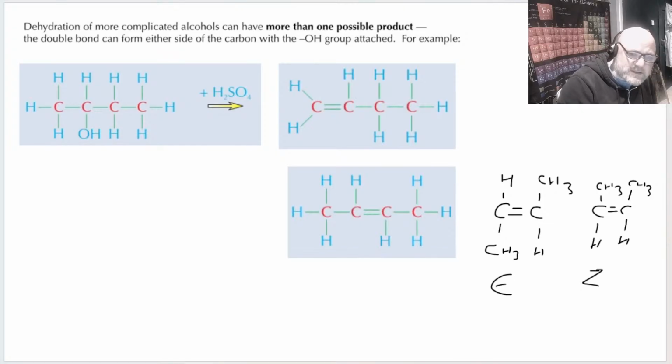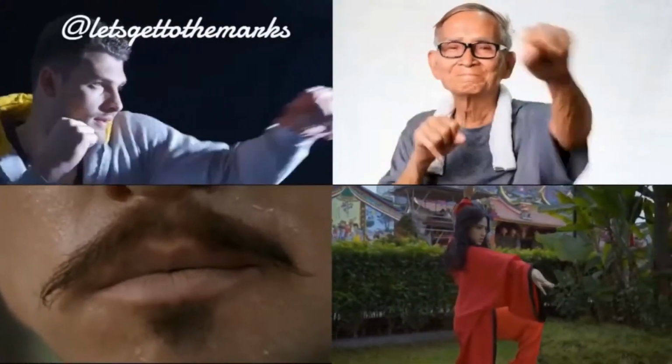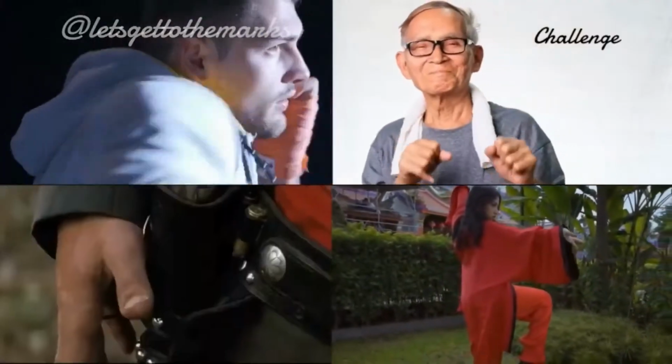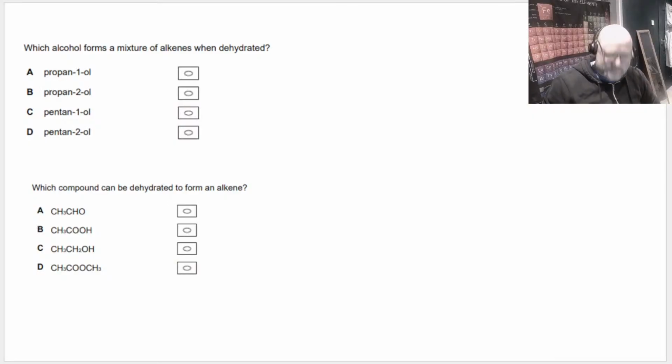Nice. Okay, have a go at these two. Quick challenge. Have a go at these. Say when. Round 1, let's go. I think round 1 was a little while ago, but there we go.